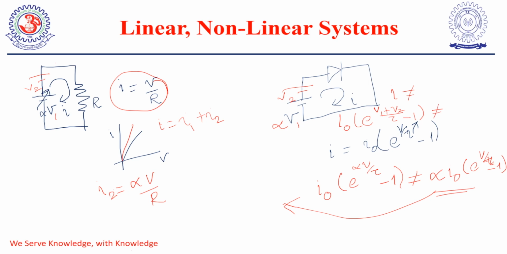And it is, let me write that out for you, v1 over tau minus 1 plus I naught times e to the power v2 over tau minus 1. It's never going to be equal. These sums will never look like what actually it should have given. Now, these two are the most basic examples of the linear and nonlinear systems.